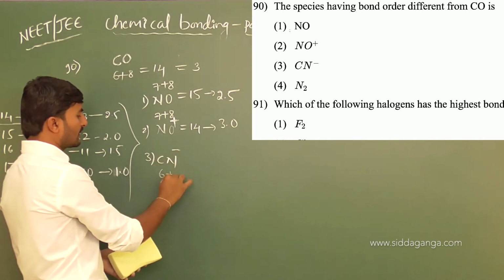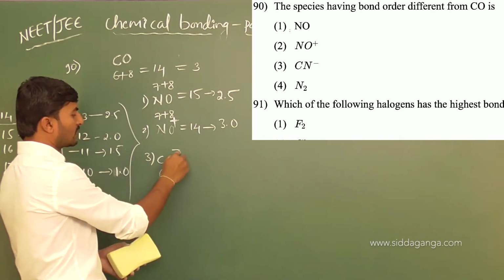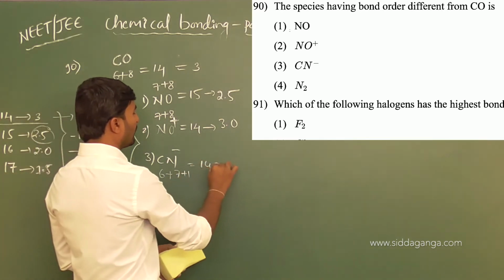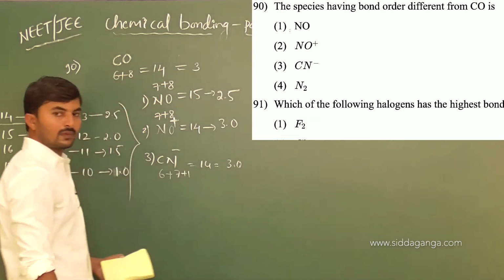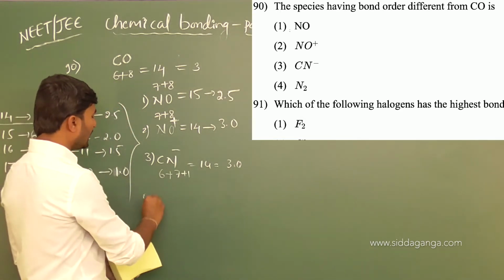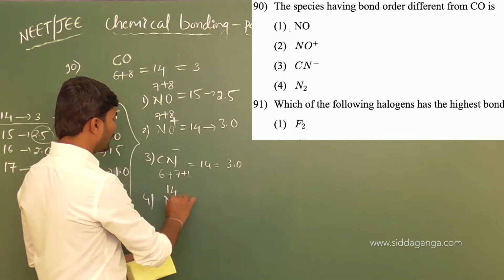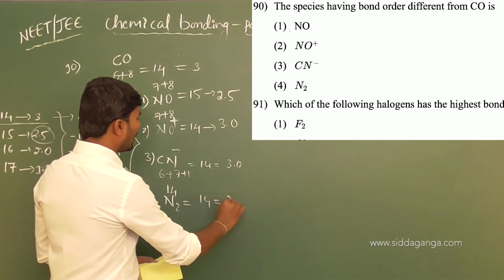Number of electrons 6 plus 7 from nitrogen. Minus 1 means we have to add it. 7 plus 1, 8 plus 6 is equal to 14. 14 means again the bond order is 3. Next, the last one it is N2. N2 we already know that number of electrons are 14. 14 means bond order will be 3.